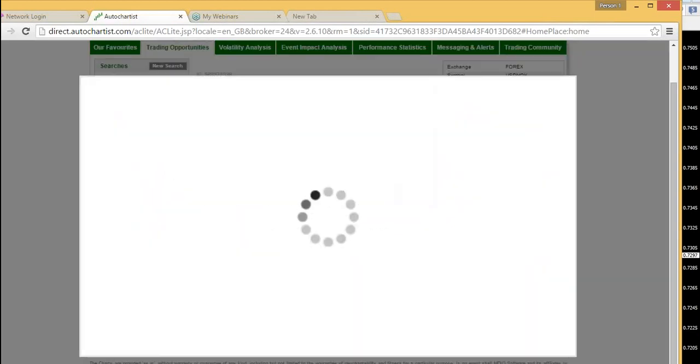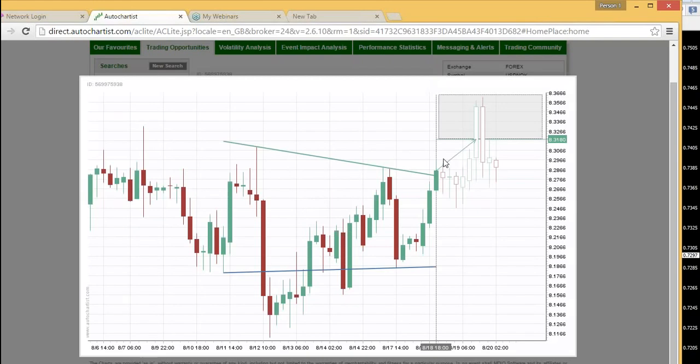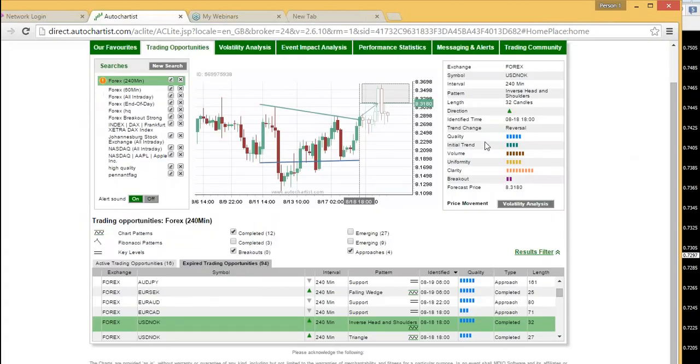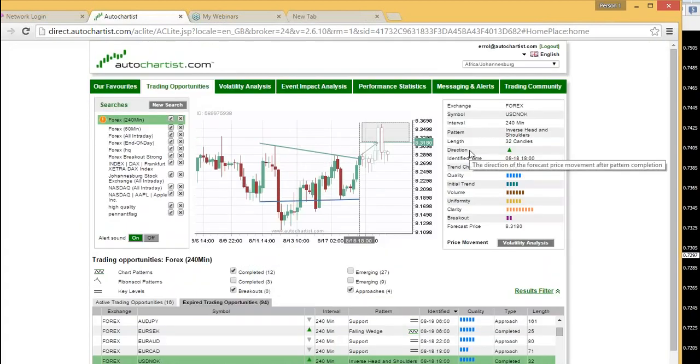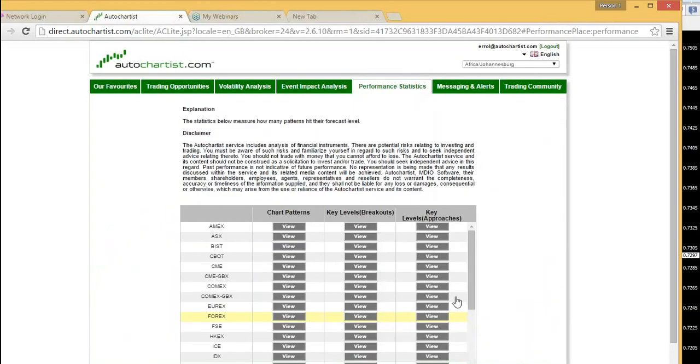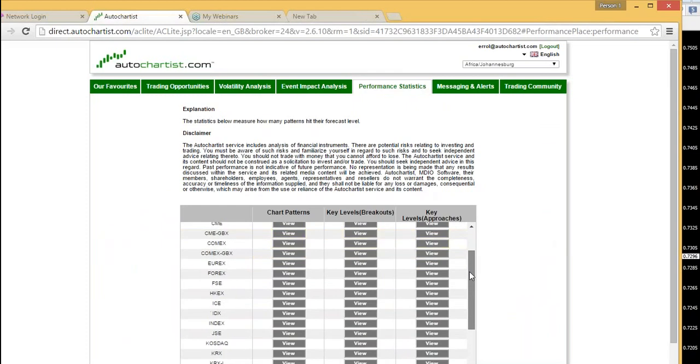Okay, so this is considered expired because it hit the target region and therefore it went to the expired tab. Okay, so this one was considered a success. So that's just a brief introduction about what we considered a success and what we use in the performance statistics. And if we come to the performance statistics over here, now we're going to look at it more closely.